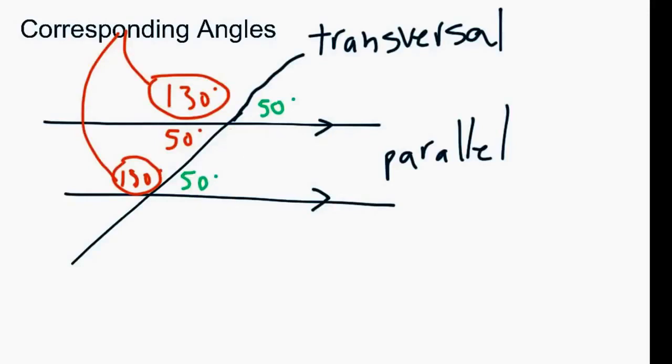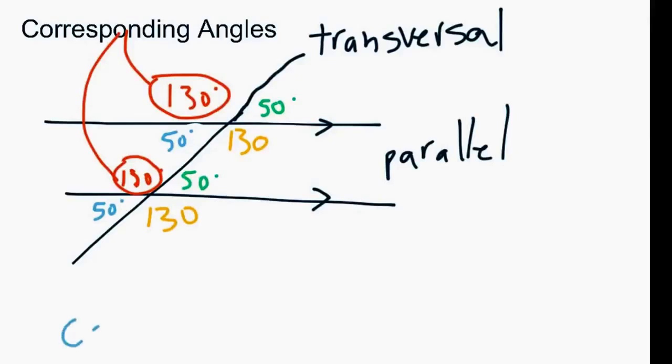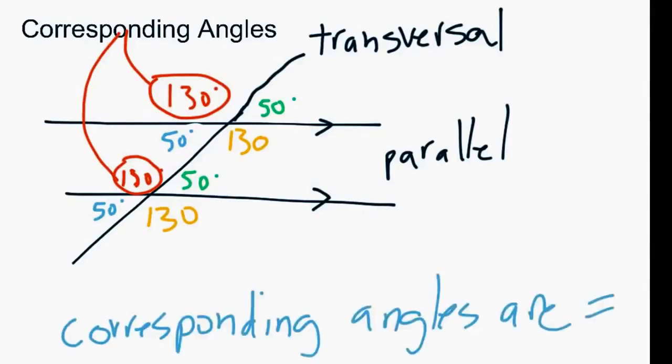Okay, and let's write this one in yellow. So this one was 130, so its corresponding angle would be the 130 down below. And the last one, I'll change that one to blue. If that one's 50, the corresponding angle for that one would be the 50 down below there. So this rule is: when you have two parallel lines, the corresponding angles are also equal. For two parallel lines, all corresponding angles are equal.